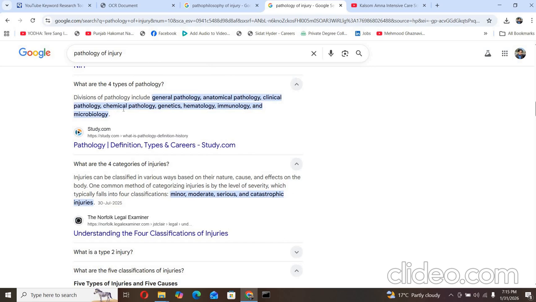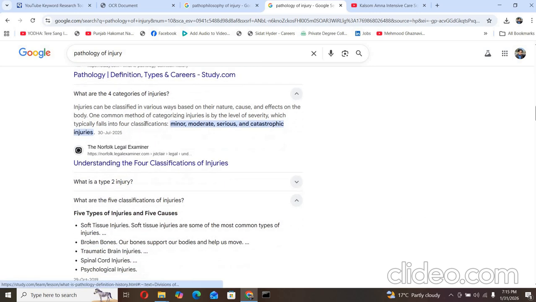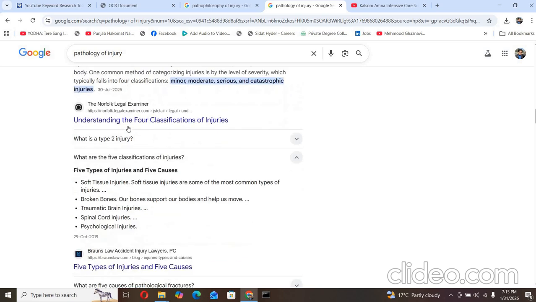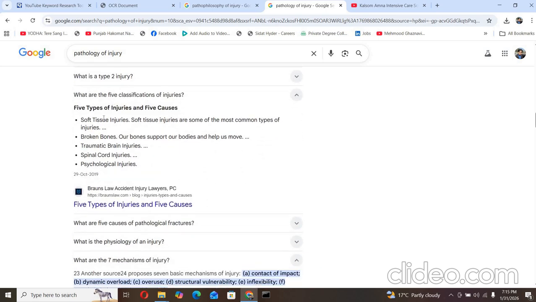Types of pathology: general pathology, anatomical pathology, clinical pathology, chemical pathology, genetics, hematology, the study of blood, immunology, and microbiology. Four classifications of injuries: minor, moderate, serious, and catastrophic injuries. What are the five classifications of injuries? Soft tissue injuries, broken bones, traumatic brain injuries, spinal cord injuries, and physiological injuries.